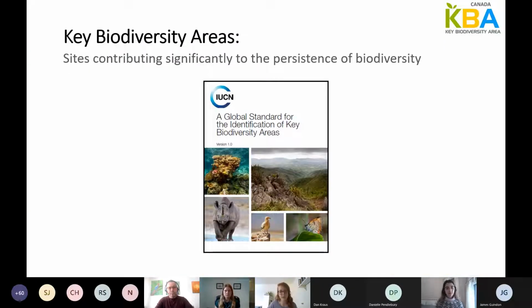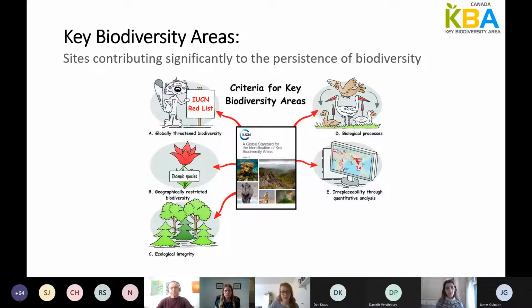Okay, but before we start, I just wanted to provide a quick refresher on what KBAs are. So you'll remember that KBAs are sites that contribute significantly to the persistence of biodiversity. The specific criteria and thresholds for identifying KBAs are laid out in the Global Key Biodiversity Area Standard that came out in 2016. In the standard, specifically, they lay out 5 criteria that a site must meet at least one of these 5 criteria in order to be a key biodiversity area.